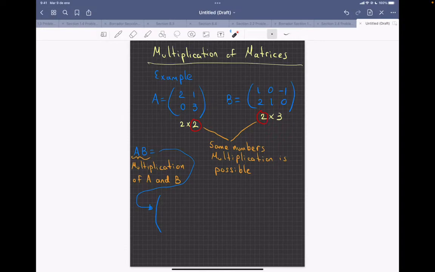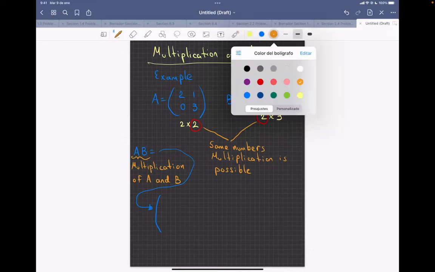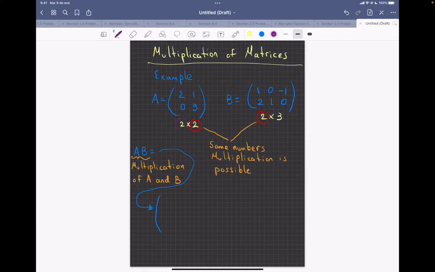Now, the resulting matrix is going to have size this by this one, 2 by 3. So in this case, I'm going to have a matrix. The resulting matrix is going to have size 2 by 3. So that means it's going to have 1, 2, 3 columns, and 1, 2 rows. So I'm going to have 6 entries.